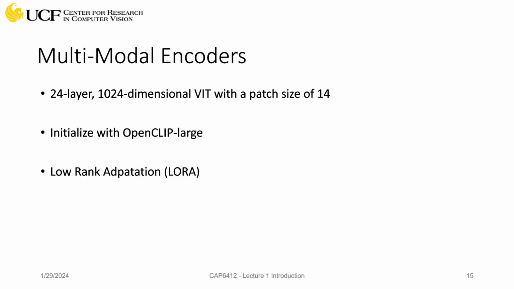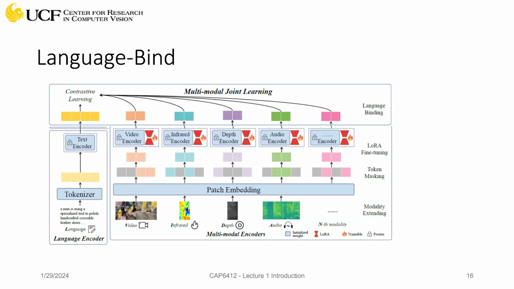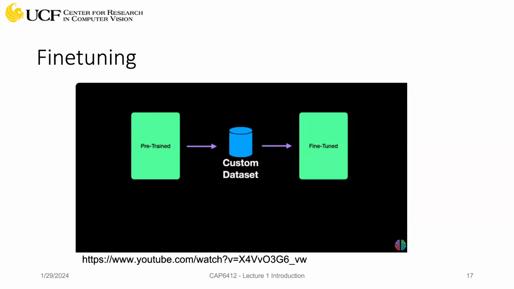So we have a 24 layer, 1024 dimensional ViT with a patch size of 14, and they will take OpenCLIP large, initialize with that, and they will do low rank adaptation. Okay, so let's now talk about low rank adaptation. Most of these models are very large and require a lot of data and a lot of time to train. So we take the pre-trained model and we fine tune it with some custom data set.